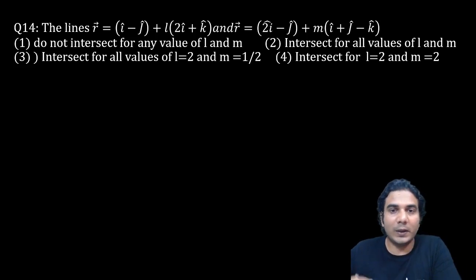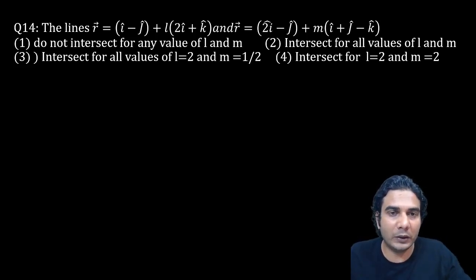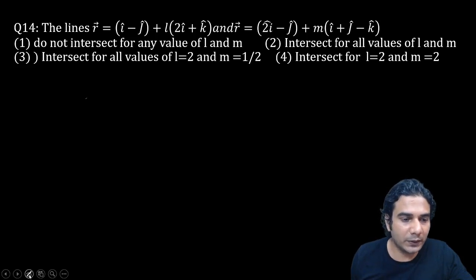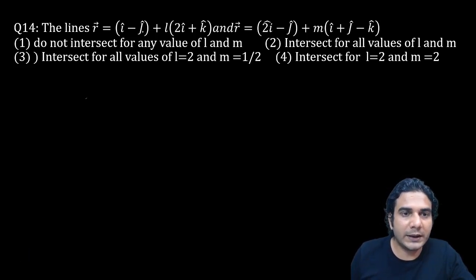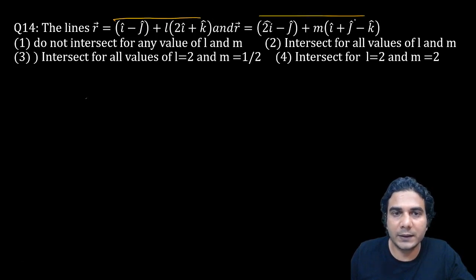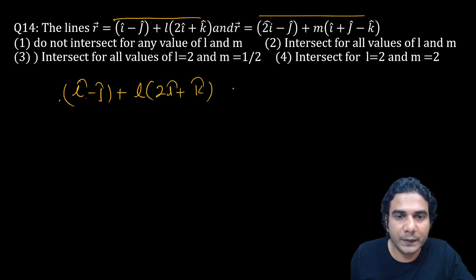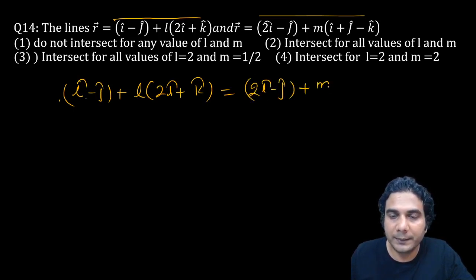But the question was this: two lines were given in vector form, and about the lines we needed to find the values of L or M so that these two lines intersect or do not intersect. So just solve these two lines. How to solve them? Just equate R, okay? Equate this and this. So if you equate, this is I minus J plus L times of 2I plus K cap is equal to 2I minus J plus M times of I plus J minus K, all right?